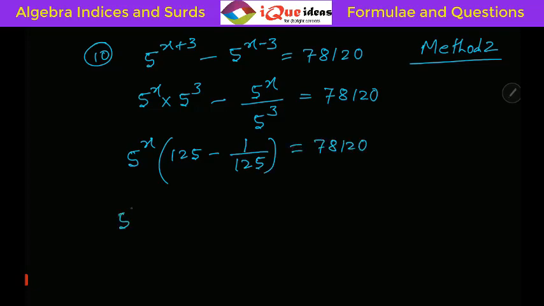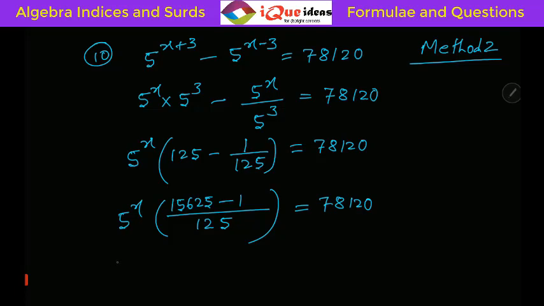So this gives us 5 raised to the power x. LCM is 125. In numerator, we'll have 125 into 125, that is 125 square, that is 15625, minus 1 equal to 78120. So this gives us 5 raised to the power x into 15624 divided by 125 equal to 78120. Now look at this closely. 5 4s is 20, 15 5s is 75. In fact, 15624 cancels 78120 5 times straight away.